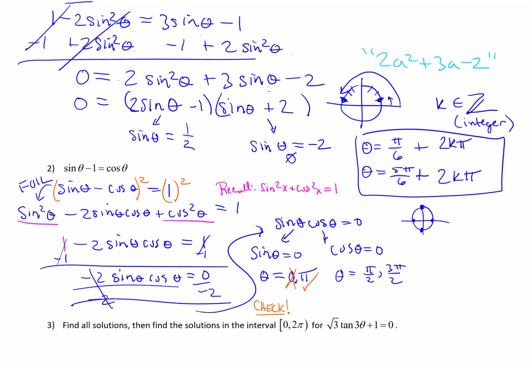We'll check that one off. Moving on to our other set, we had pi over 2. Pi over 2 when plugged in, let's see, sine of pi over 2 is 1, minus 1 is 0. Cosine of pi over 2 is 0. Actually, that works fine too. So pi over 2 is good.